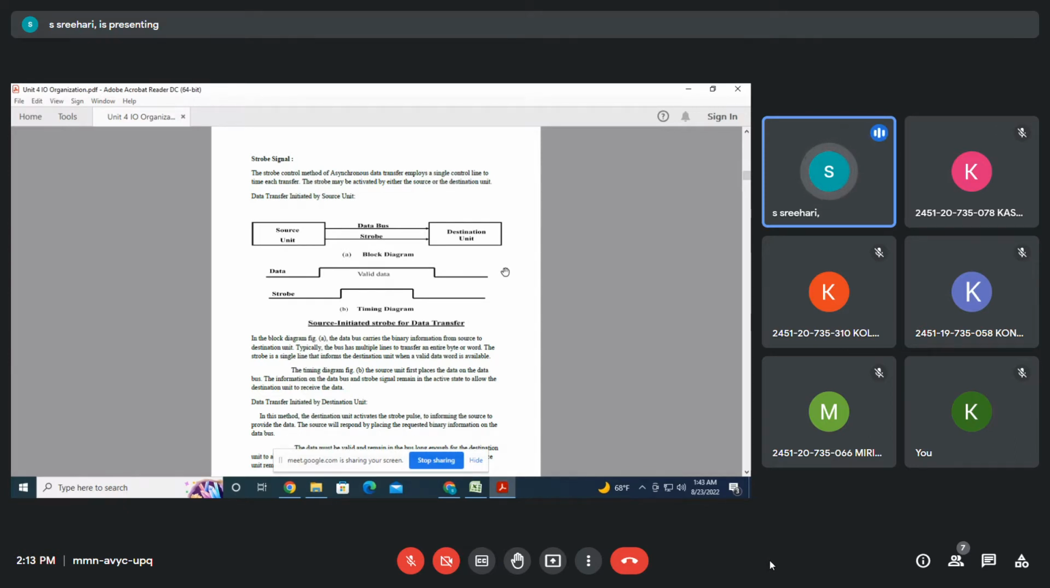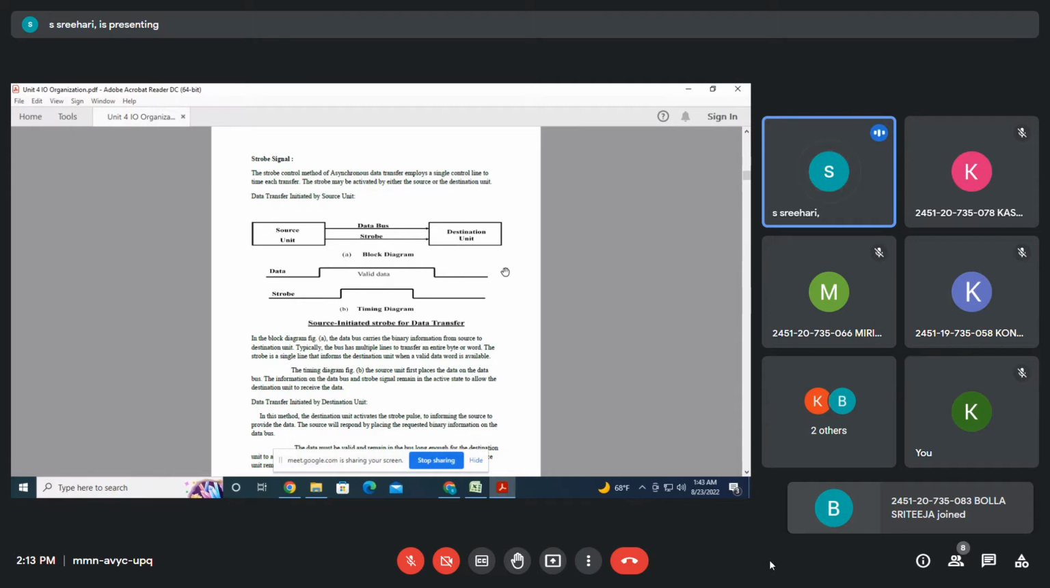And units 2, 3, 4, 5 each cover one part. The second unit is for the control unit, basically the design of the control unit, that is hardware control unit or microprogram control unit. The design of the control unit again depends on the instruction format. So what is the instruction format, and how the instruction cycle is performed. You study that instruction cycle as part of the control unit explanation.